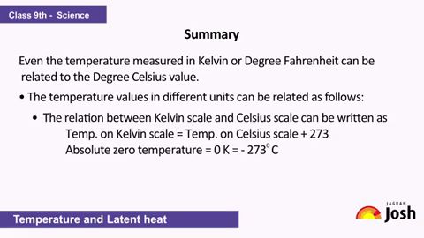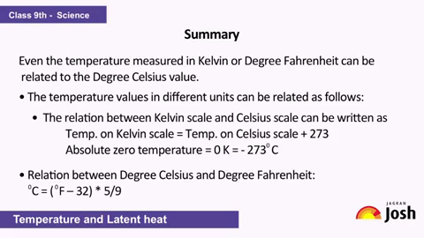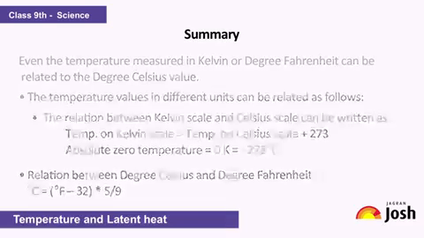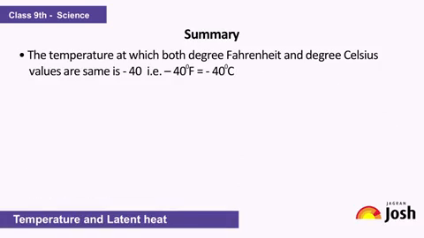The relation between Kelvin scale and Celsius scale can be written as: temperature on Kelvin scale is equal to temperature on Celsius scale plus 273. Absolute zero temperature is equal to 0 Kelvin, that is equal to minus 273 degrees Celsius. Relation between degree Celsius and degree Fahrenheit: degree Celsius is equal to degree Fahrenheit minus 32 into 5 upon 9. The temperature at which both degree Fahrenheit and degree Celsius values are the same is minus 40, that is minus 40 degree Fahrenheit is equal to minus 40 degrees Celsius.